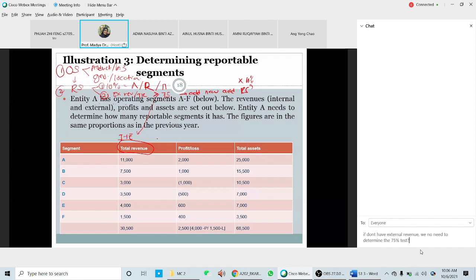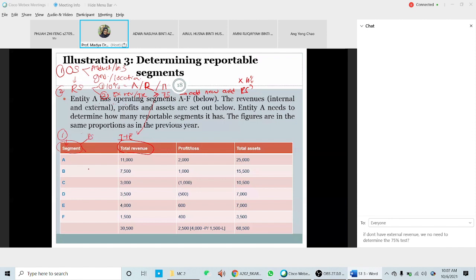So we need to know how many reportable segments there are. The operating segments we have already determined: altogether 6 segments, A, B, C, D, E, and F. Now, for the reportable segments, we need to see which of them fulfill the tests.